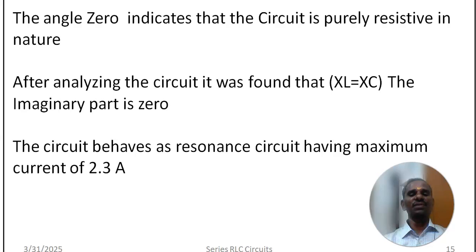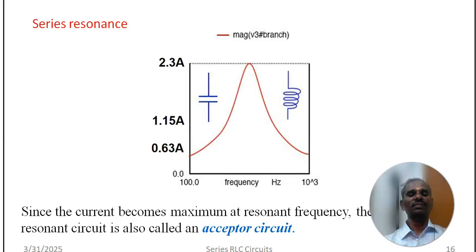After analyzing the circuit, it was found that XL is equal to XC, so the imaginary part is equal to 0. The circuit behaves as a resonance circuit having a maximum current of 2.3 amps. Before it was 1.3, now the current has increased to 2.3 amps. At low frequency, the capacitance will be dominating, and at high frequency, inductance will be dominating. Since the current becomes maximum at resonant frequency, the series RLC resonant circuit is also called an acceptor circuit.